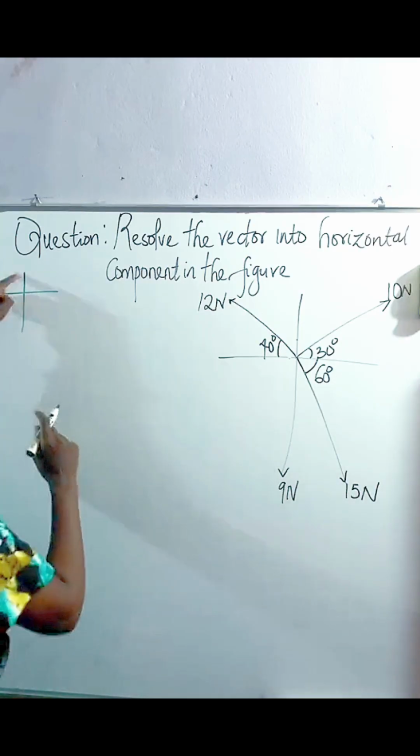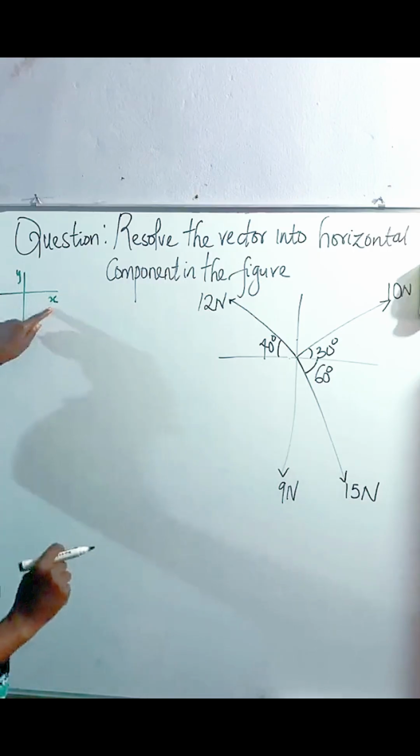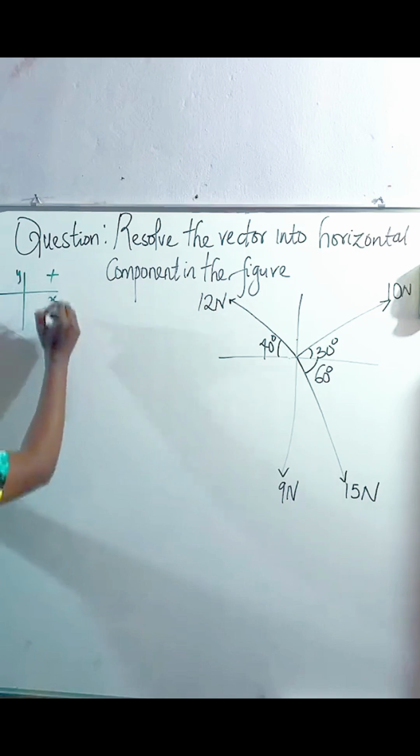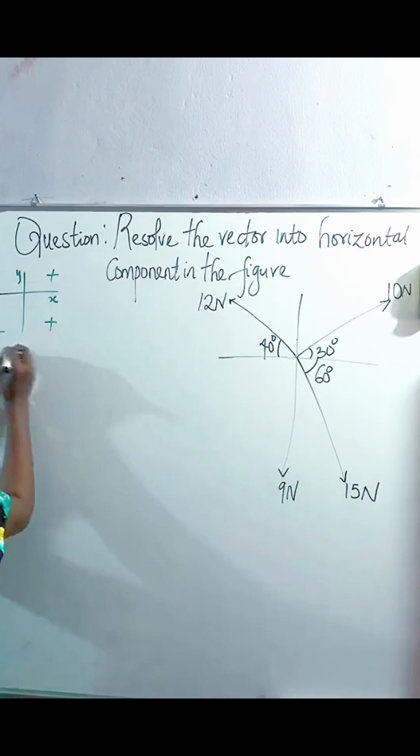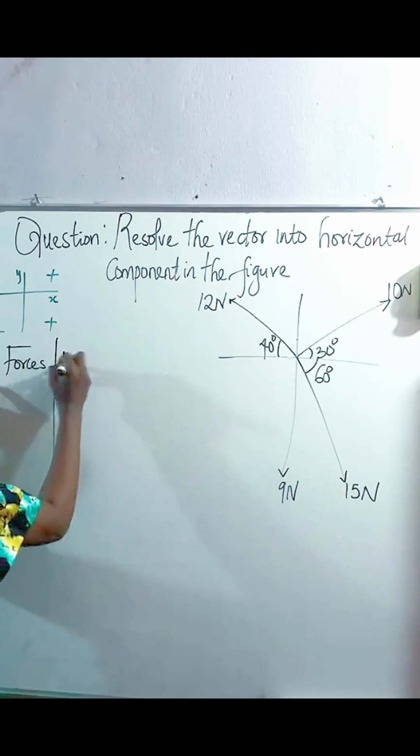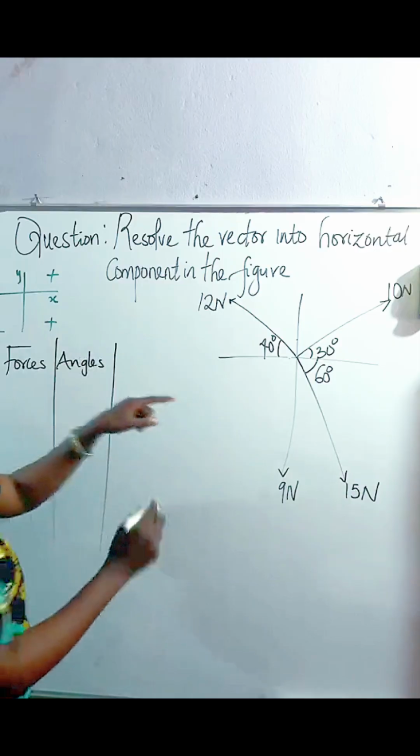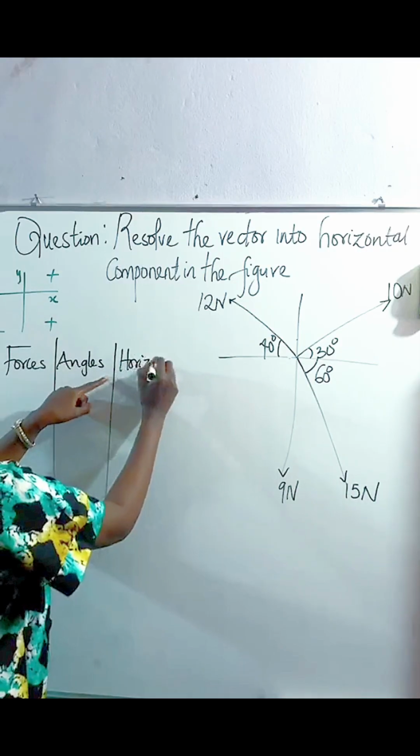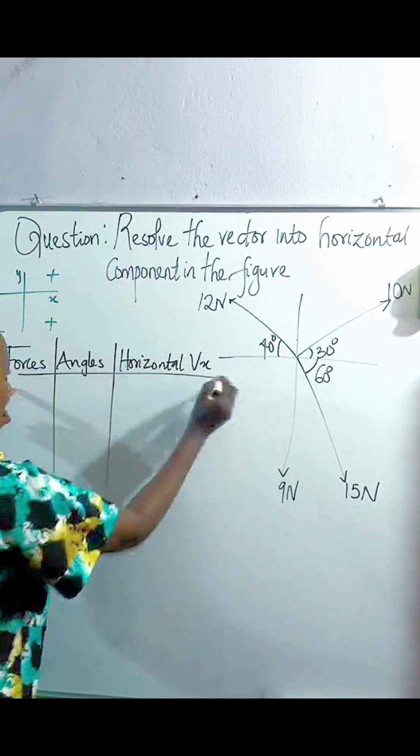We have the y-axis and the x-axis. The x-axis is the horizontal. The x is positive for the right-hand side, while the x is negative on the left. After the forces, we need the angles, and also we need to resolve the vector into the horizontal component, which is Vx. So let's input the values.